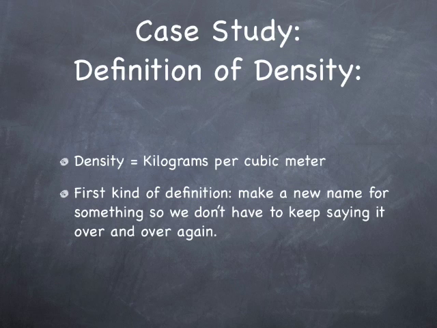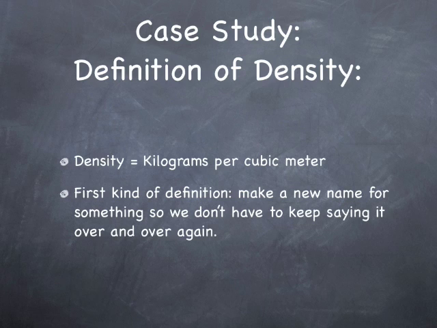Density is defined as kilograms per cubic meter, and this gives us our first kind of definition. Basically, all this does is make a new name for something, so we don't have to say kilograms per cubic meter over and over again. We can just use a shorter name for it, density. Meaning is use is a good slogan here. This is how we use the word density: to mean kilograms per cubic meter. Basically, a dictionary entry. So that's the first kind of definition.